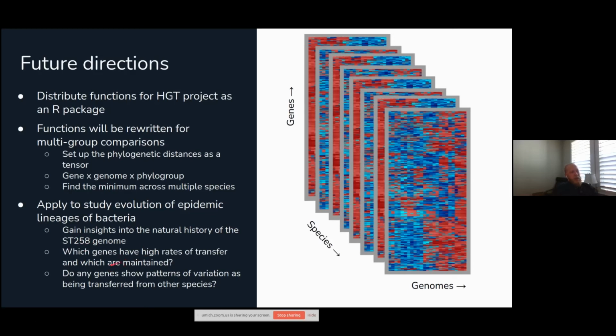And I ideally would like to use this to look at the genomes, how they've evolved over time, and identify loci which have high rates of genome transfer or potentially are maintained as the organism has spread globally. And are there any patterns of variation? Are there specific species which share genes more often or appear to have an origin from a second species and have been maintained over time?